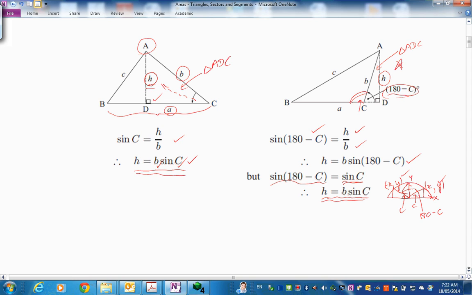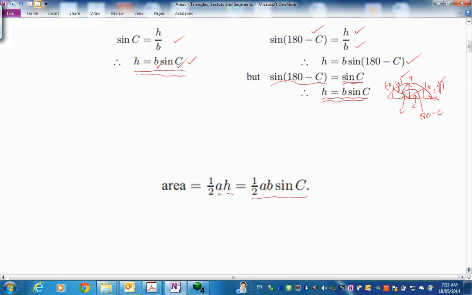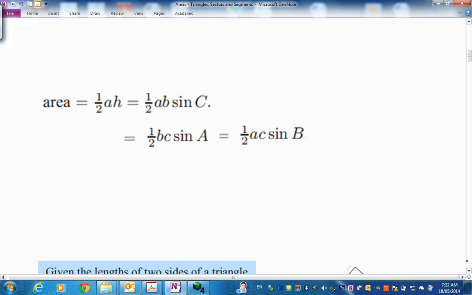Let's have a look at the area then. Area is half the base, which was a, times the height, which was b sine C. So there's our new formula. If you knew sides A and B and angle C, you could work it out without drawing in and without calculating the height directly. What if you didn't know A and B and C? Could you do it with other sides? Let's come down, and the answer, of course, is yes.